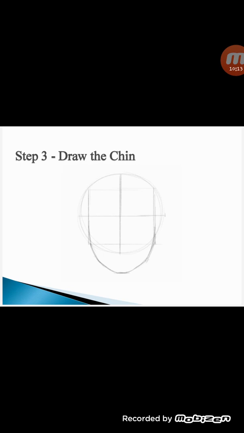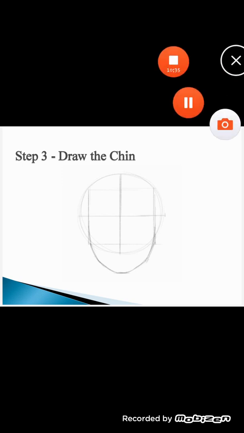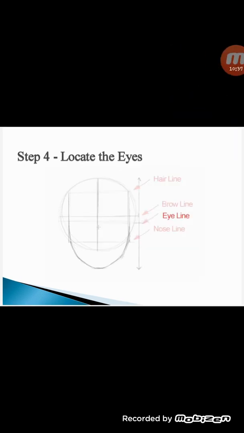Step 3. Draw the chin. Now we will measure the distance from the center line to the bottom line. You can use your pencil to do this. From the bottom line of the square, use this measurement to mark the location of the bottom of the chin. Then draw the edges of the chin from each side of the square so that they connect at your marked location.